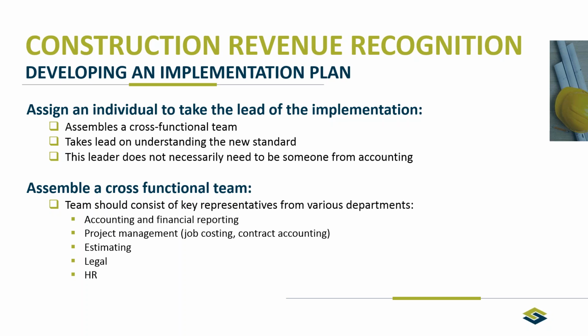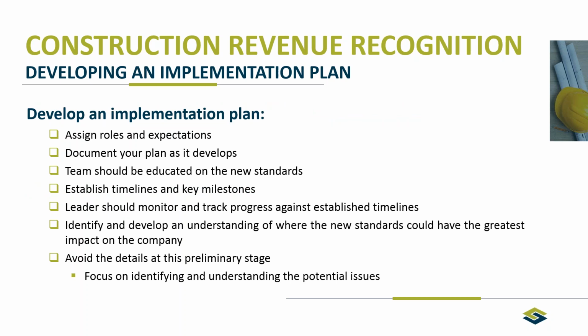In putting that cross-functional team together, it really should consist of representatives from various departments, and everybody's going to be at least a little bit affected by this new standard. Accounting and finance, obviously, but project management is going to have to be involved, estimating, legal, and HR. In putting a plan together, at these early phases, I think you don't need to get involved in the detail, but you're really at this point just laying out a general framework for how this plan is going to work. So your leader is going to assign roles and expectations to the people on the team.